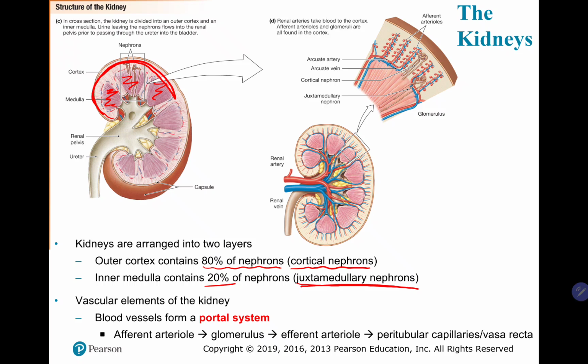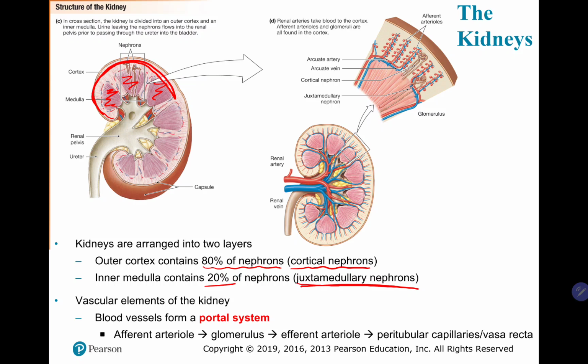And we'll look at the different nephrons in just a second. Also, when we're looking at the structure of the kidneys, we got to look at the blood vessels too. These blood vessels will form a portal system. So we talked about other portal systems, and this is going to be the renal portal system, where we have a capillary system connected to another capillary system.